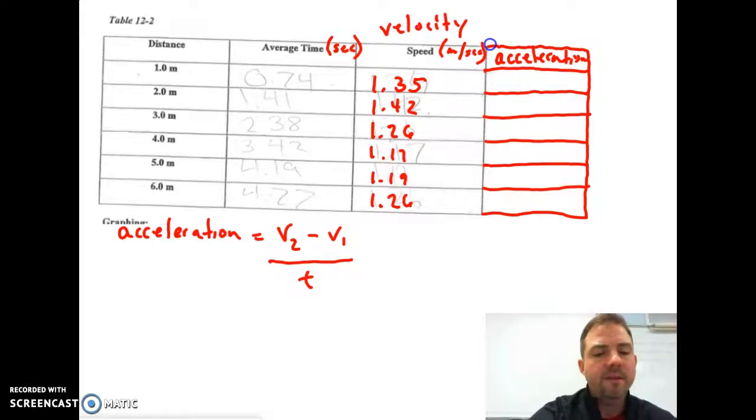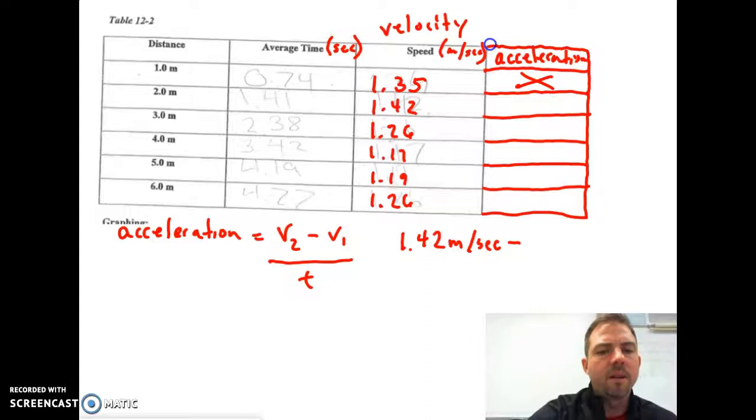This is a formula that's going to involve multiple steps. You have to think of your order of operations. We're going to do the top first, then the bottom, then we're going to divide, and that should give us the results. We're not going to do 0 to 1 meters because we don't have the time at 0 meters. So we're going to first calculate the acceleration at 2 meters. The final velocity at 2 meters is 1.42. I'll put the units.